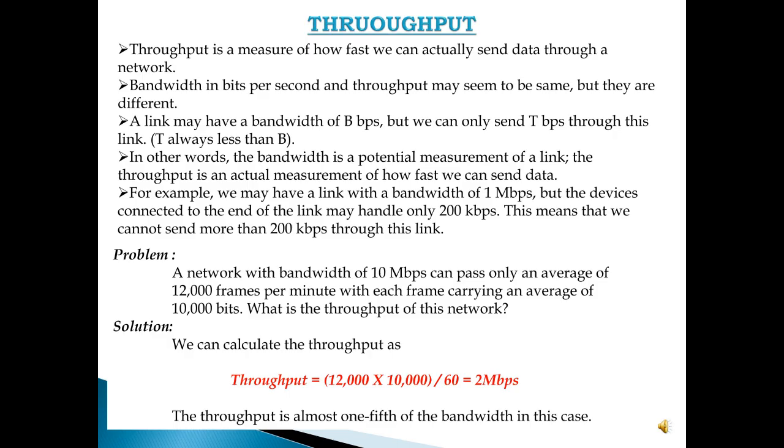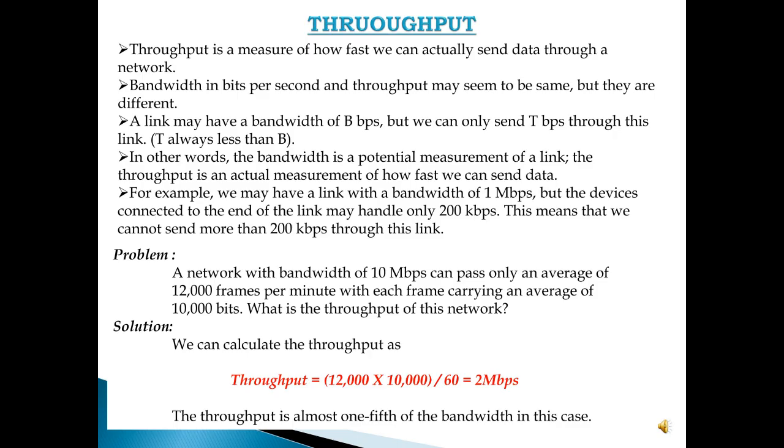Here we have one problem and its solution so that it will be easy for you to get to the point clearly. As for the problem, a network with a bandwidth of 10 Mbps can pass only an average of 12,000 frames per minute, with each frame carrying an average of 10,000 bits. What is the throughput of this network?